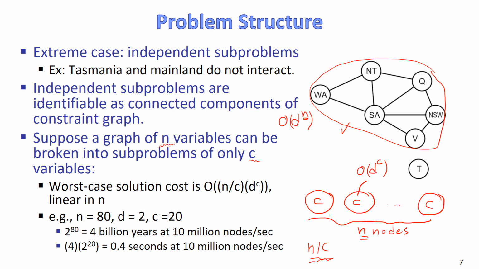So the total time complexity for all is d to the power c times n divided by c, because that's the number of subproblems, which is the time complexity here. Now compare this with that. You will find that this one is linear in the number of nodes, assuming that c is constant, of course. So this one is linear in the number of nodes.